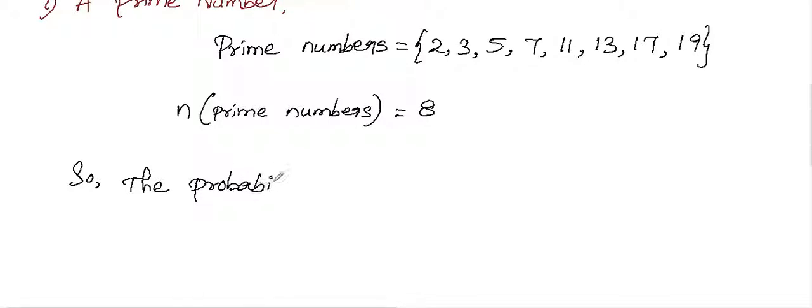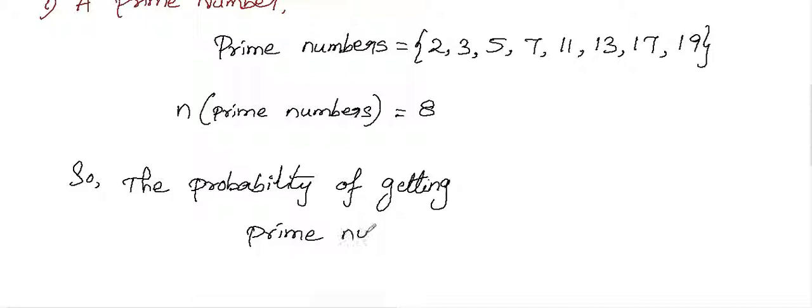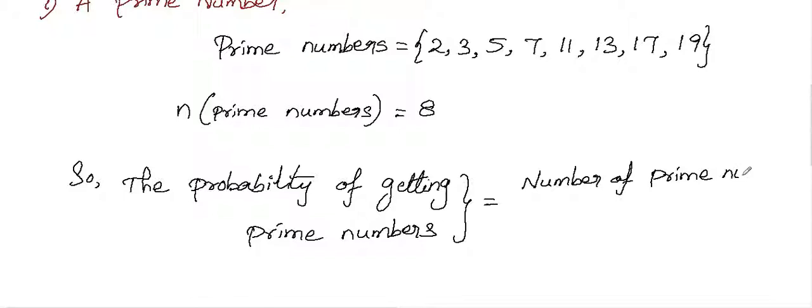So the probability of getting a prime number is the number of favorable outcomes divided by the total number of outcomes, which is 8 by 20. So let's write down the formula. The probability is the number of favorable outcomes divided by the total number of outcomes.